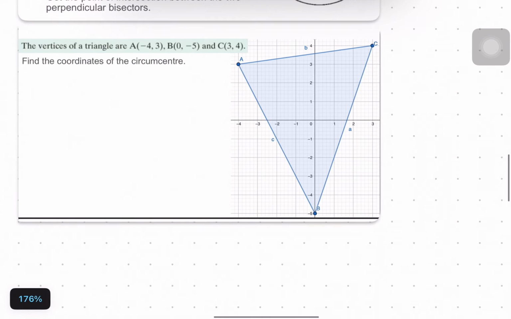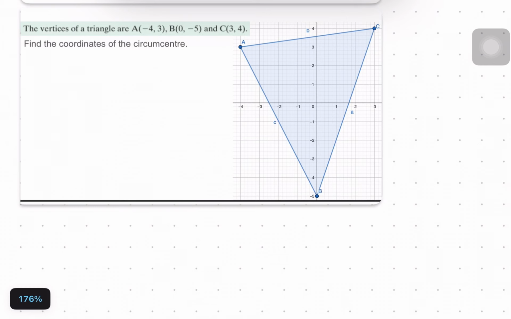So, an example. The vertices of a triangle are -4, 3, 0, -5, and 3, 4. Find the coordinates of the circumcenter. So, I am going to pick two sides. Let's say find the midpoint of AB. That looks like it's going to be around about here. And then I'm going to get its perpendicular bisector. So a perpendicular line through that midpoint would look something like that.